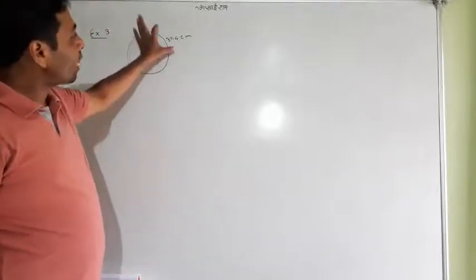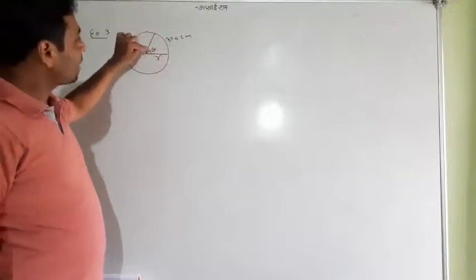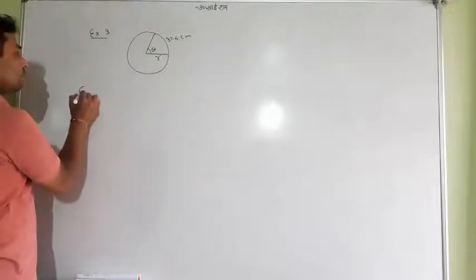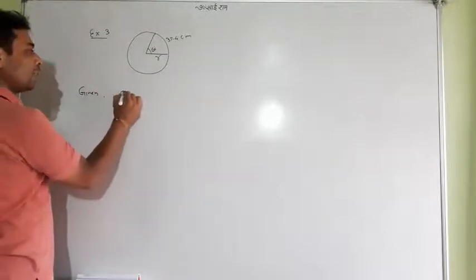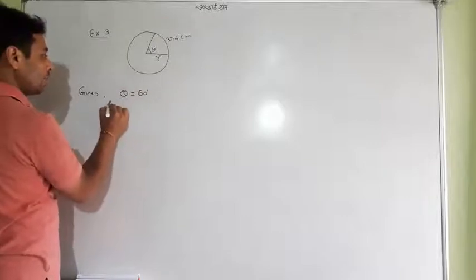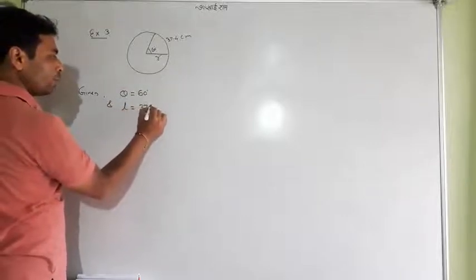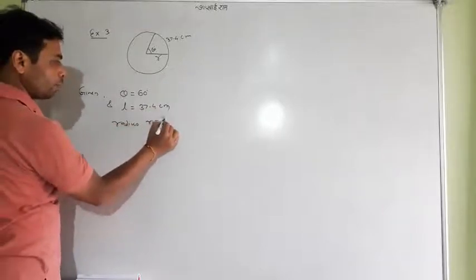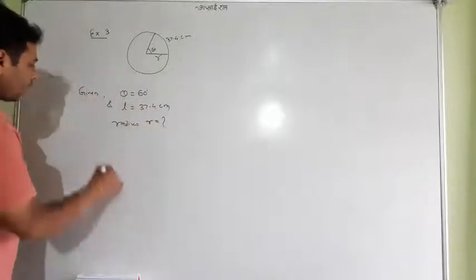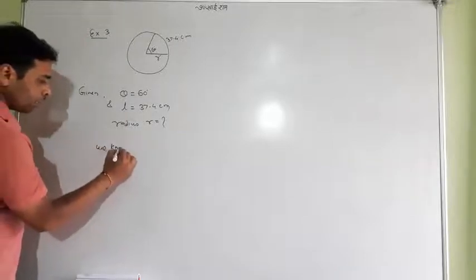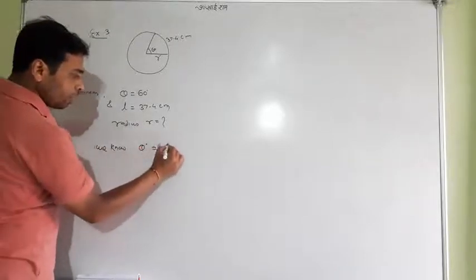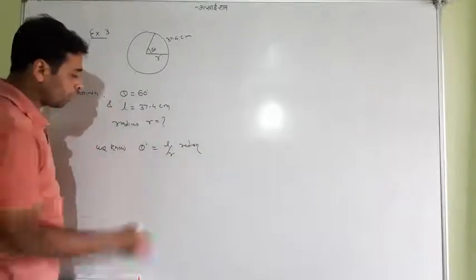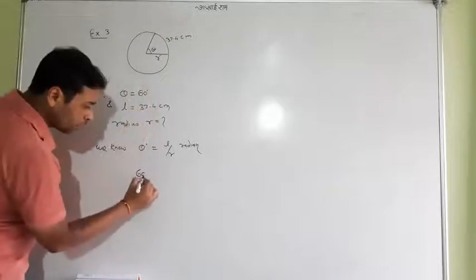Now it depends on the length of the arc, the centered angle theta, and the radius, and you know the concept. First I want to write the given: centered angle theta is equal to 60 degrees and length of arc L equal to 37.4 centimeters. Radius R we want to find out. This is the question. So I'll go with the same concept. We know that theta degree is equal to L upon R radian. This is a simple concept. Now what is the theta degree? Which is equal to 60 degrees.